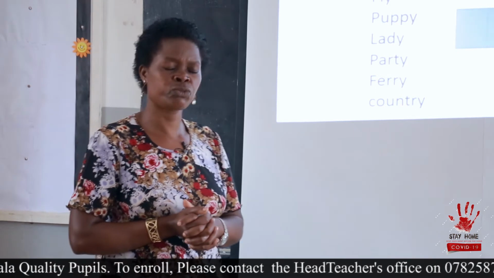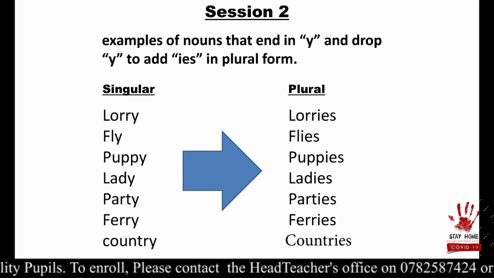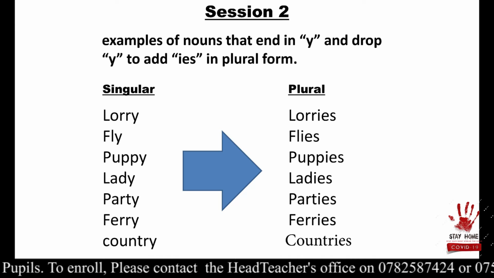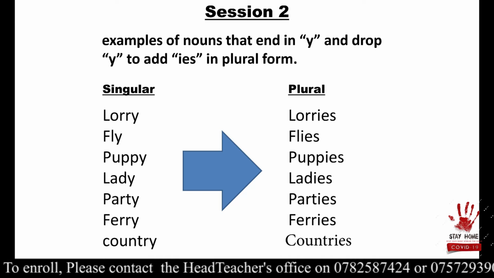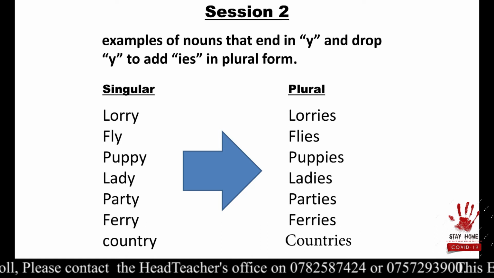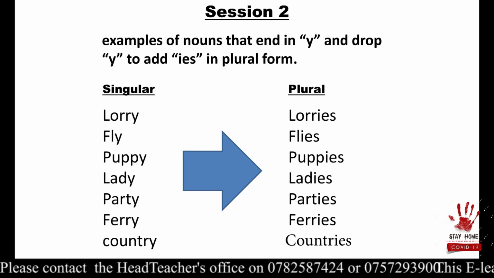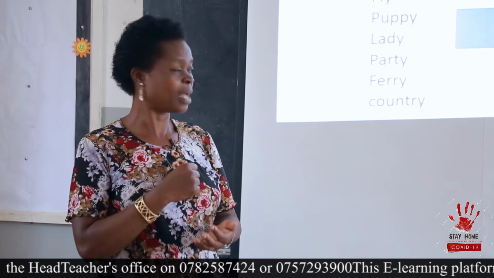Then we have country, like our country, Uganda. When it is one, I'm talking about my country, I will say Uganda is my country. But if there are many more than one, we shall remove Y and we put I-E-S, and it will change to countries.